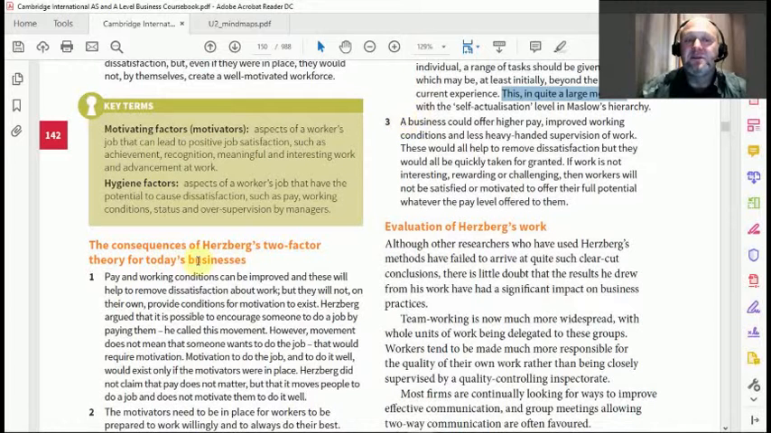this is now the consequences, right, of Maslow's hierarchy. A business can offer higher pay, improved working conditions, and less heavy-handed supervision of work. This could all help to remove dissatisfaction, but they would all be quickly taken for granted if work is not interesting, rewarding, or challenging. Then workers will not be satisfied or motivated to offer their full potential, whatever the pay level that is offered to them. Okay, so dissatisfaction, hygiene factors need to be addressed first, and then have motivating factors.